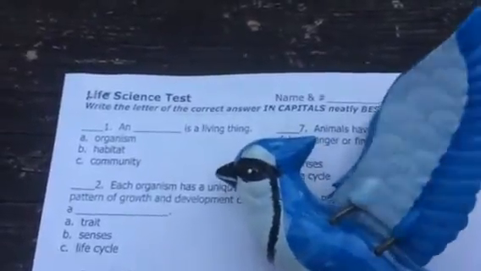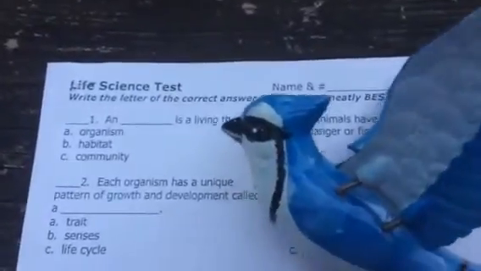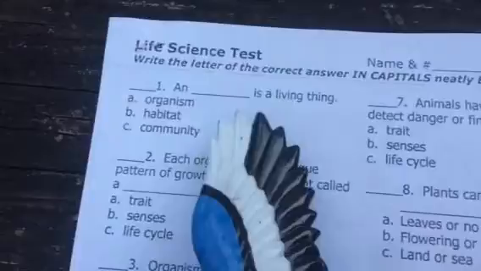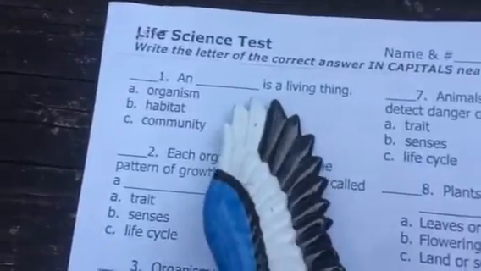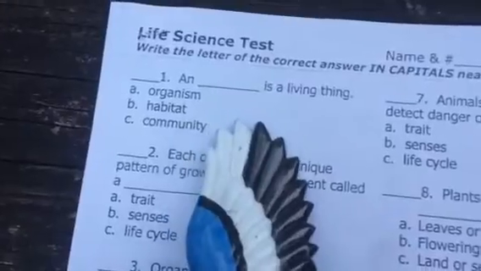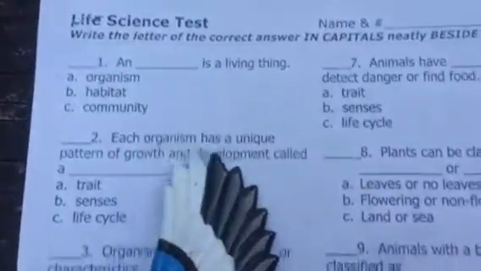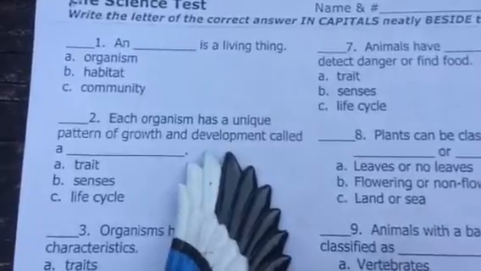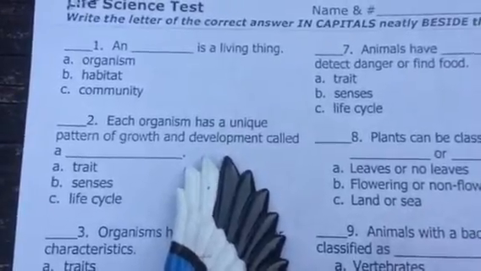Life Science Test. Write the letter of the correct answer in capitals neatly beside the number. 1. An blank is a living thing. A. Organism. B. Habitat. C. Community. 2. Each organism has a unique pattern of growth and development called a blank.